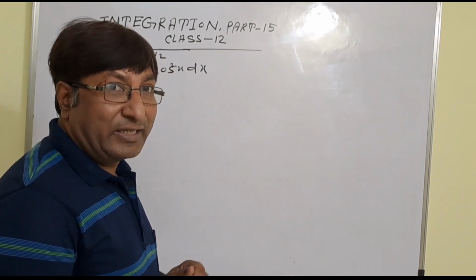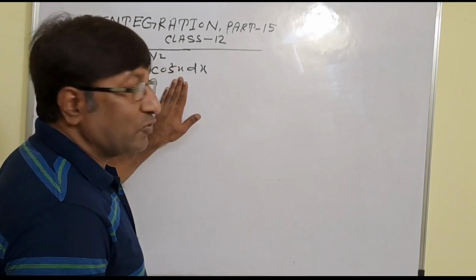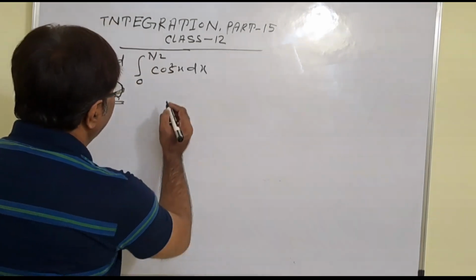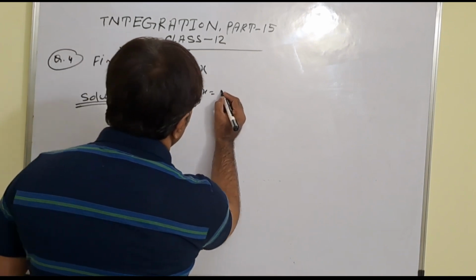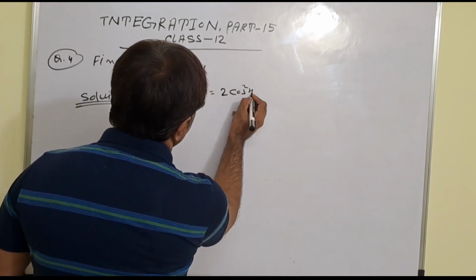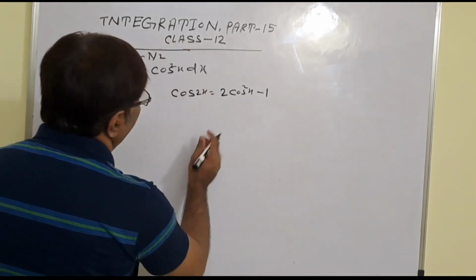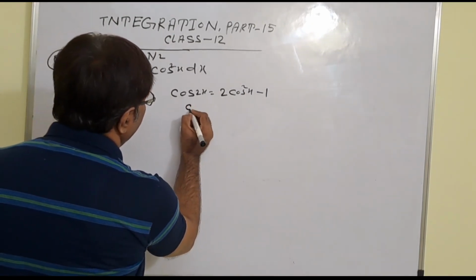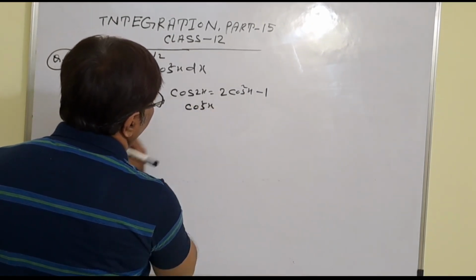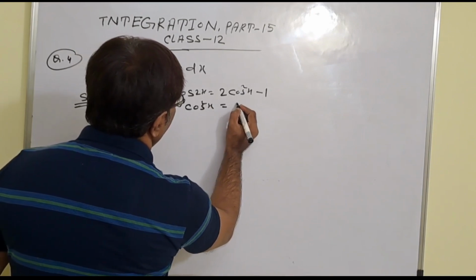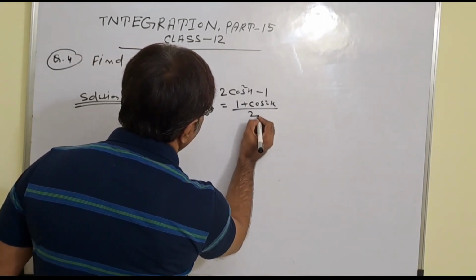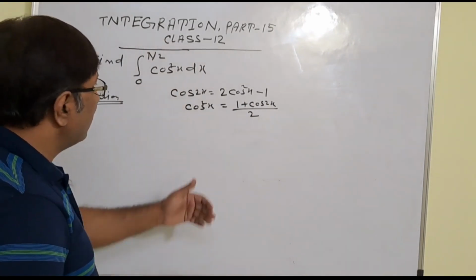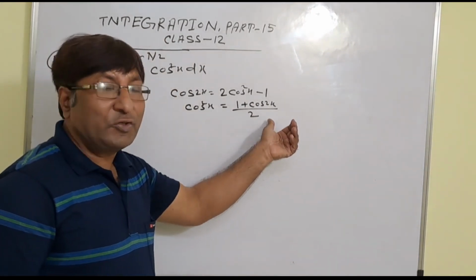So the simple technique is what? First we have to convert this cos square. So you know the formula, that is cos 2x equal to what? 2 cos square x minus 1. With the help of this formula, we can find cos square x easily. So cos square x will be what? 1 plus cos 2x by 2. Right? So cos square x is 1 plus cos 2x by 2.